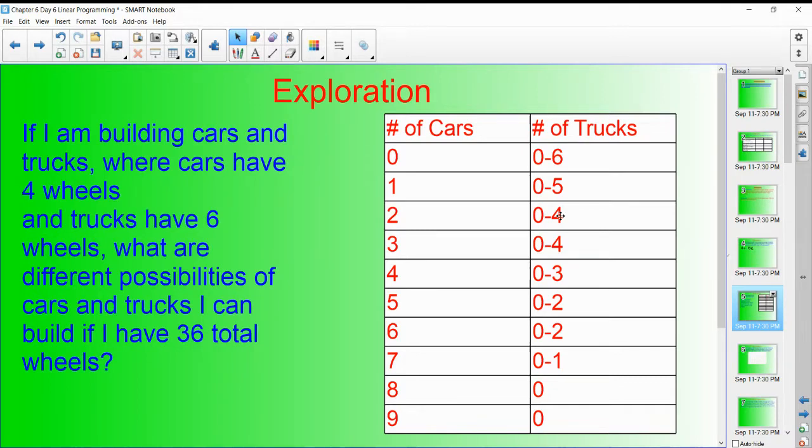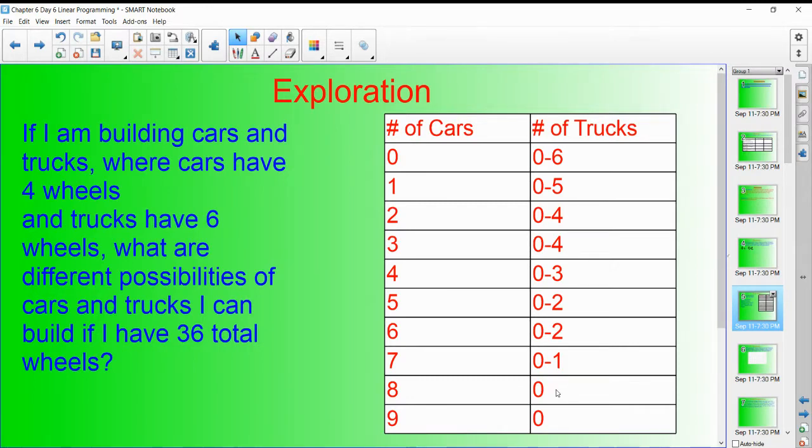Okay, this problem doesn't say I have to use all of the wheels, and sometimes certain configurations where I have some leftover material is okay. Now, as I get to the bottom, I can make at most 9 cars. 9 times 4 is 36. That would use all my wheels. I got no trucks. And then 8 cars would use 32 wheels, and I don't have enough wheels left over to make any trucks either. Okay, so 9 cars, 0 trucks would probably be more optimal than 8 cars, 0 trucks.